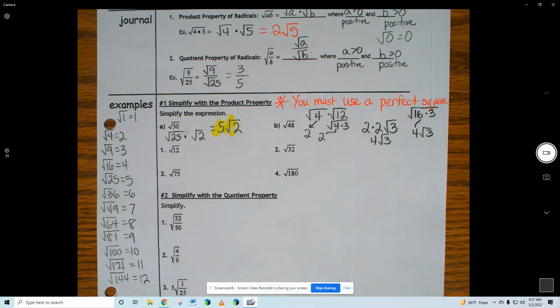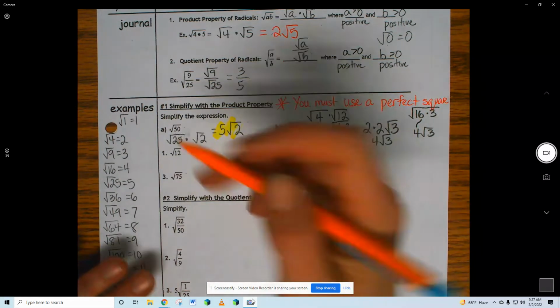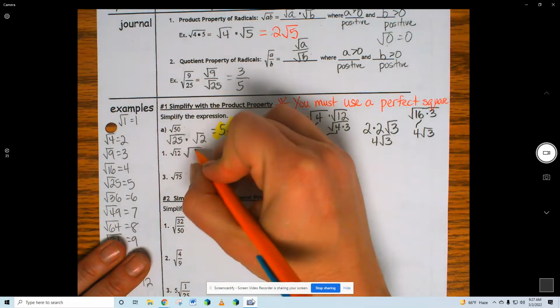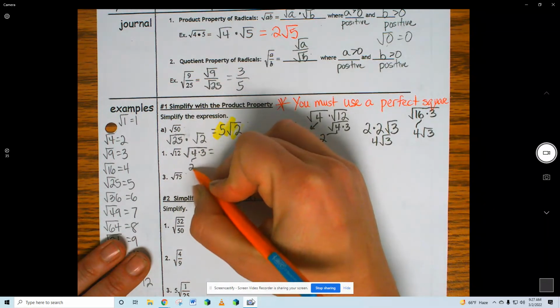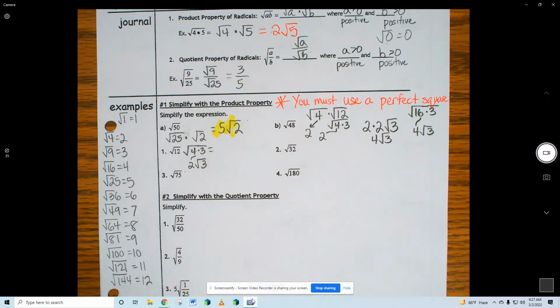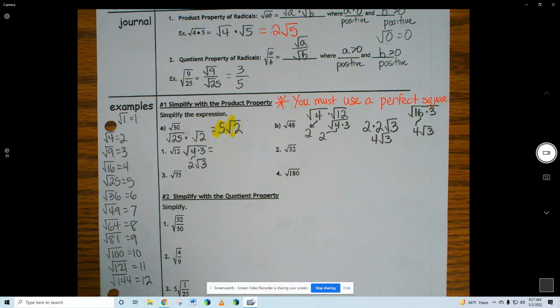Well, look, I just did 12 right here. I already did that one. Square root of 4 times 3. The 4 comes out as a 2. The rad 3 stays in. The 4 comes out as a 2. Square root of 4 is 2. And the rad 3 stays.